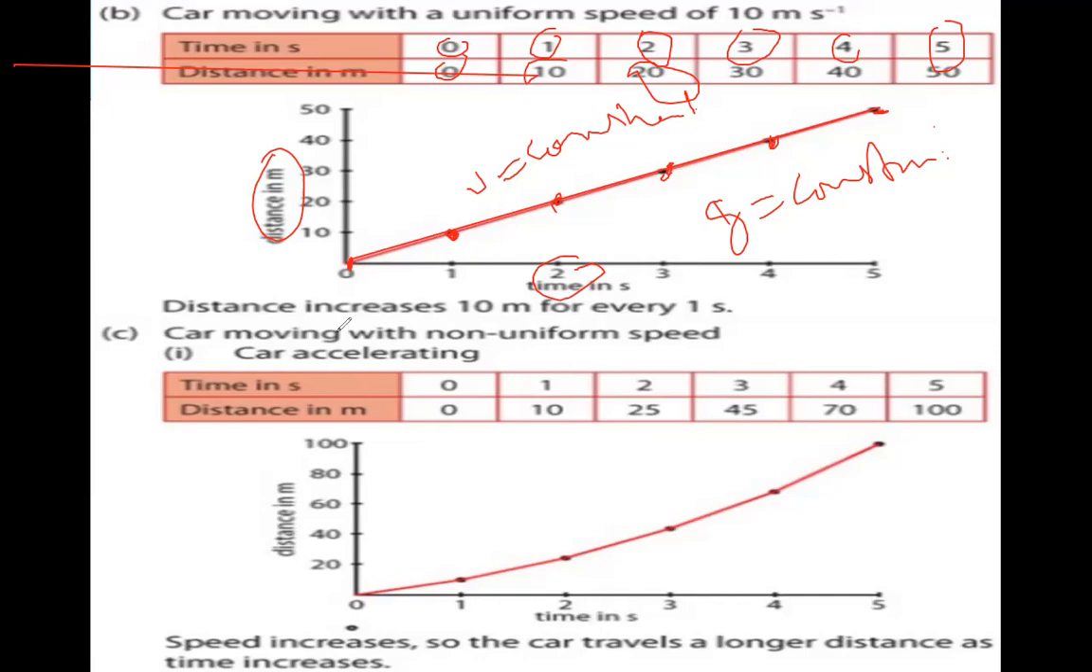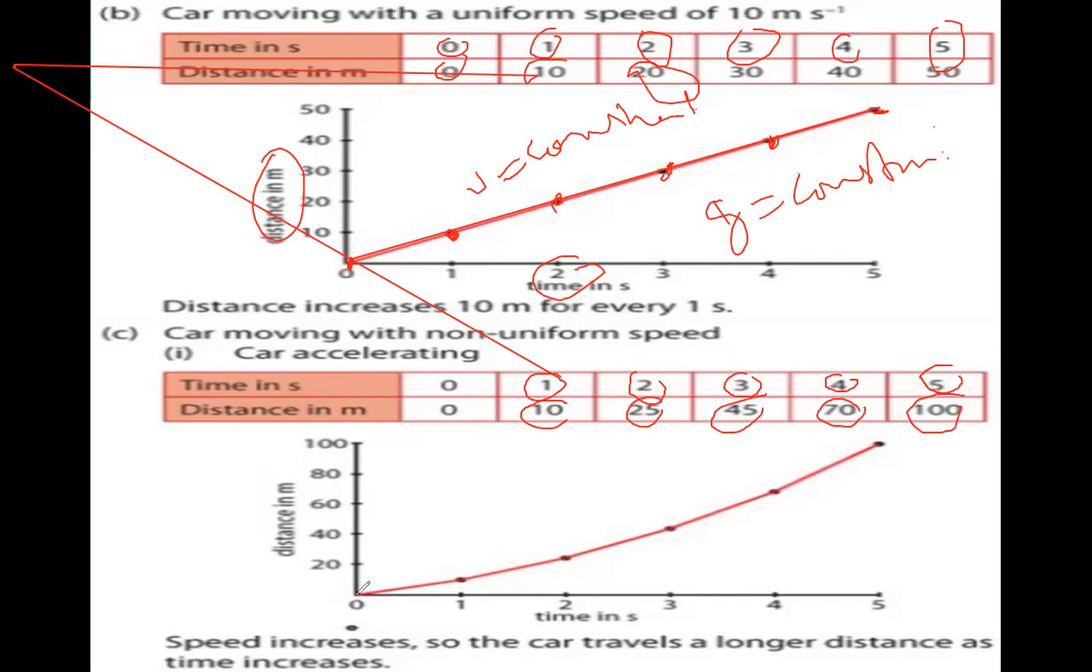Now come to the next one. A car moving with a non-uniform speed. For example, for the first second, it covered 10 meters distance. For the second, it covered 25 meters. And at the third second, it covered 45. For the fourth, it covered 70. For the fifth, it covered 100.